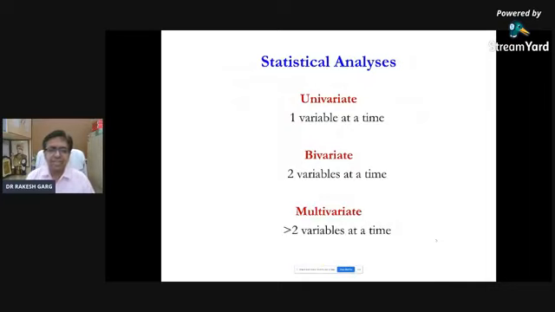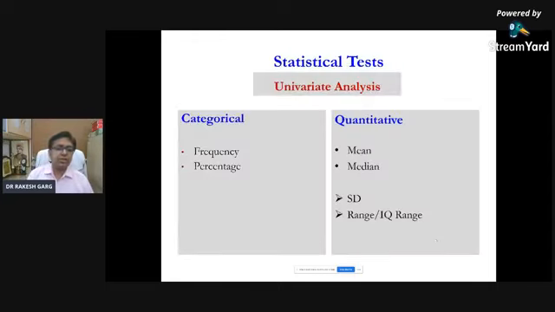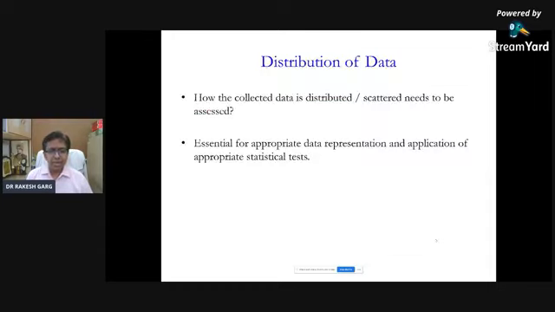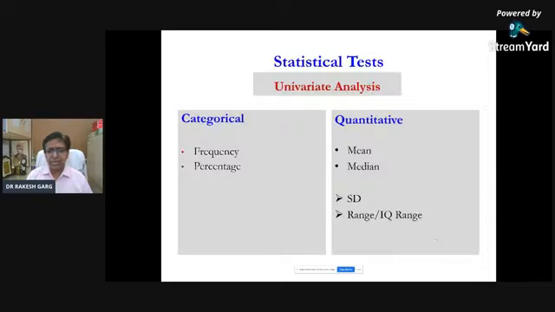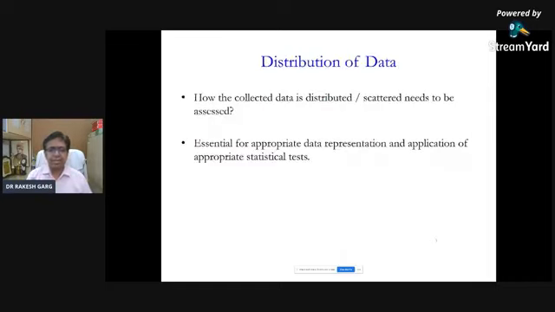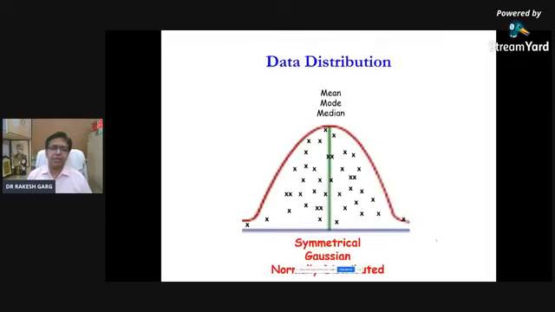The statistical analysis can be either univariate, bivariate, or multivariate, depending upon the type of variables that you use. Univariate means where you categorize them, that 20% were males, 30% were males, or something like this. Quantitative means you summarize them into mean and median. Now, this is important because sometimes we want to use mean or median. How to differentiate between them? It depends upon the distribution of data.